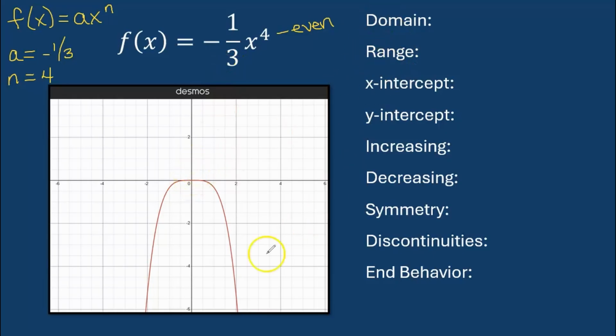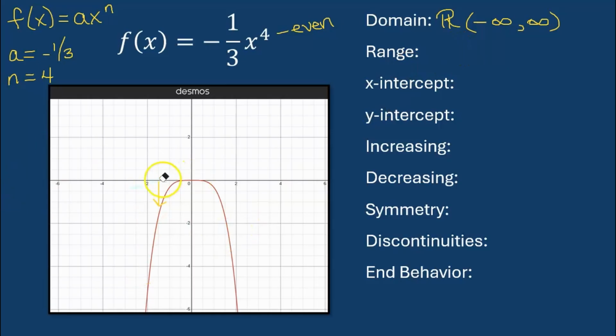Now let's go ahead and talk about domain and range. Remember that domain is when we go to the x-axis and we see if we are able to touch the graph. And indeed, no matter how far we go down or up, we would be able to touch this graph. So the domain of this function is all real numbers. In other words, it goes from negative infinity to positive infinity.